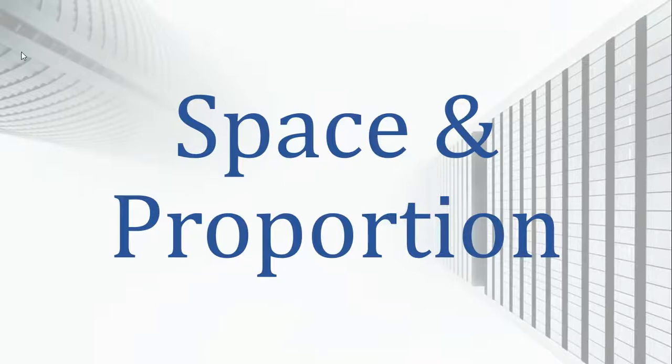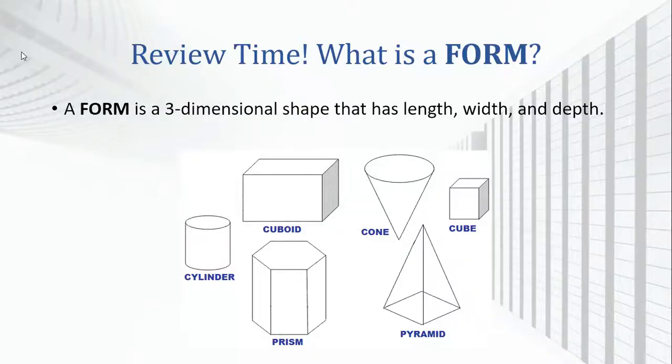For this unit, we are learning about space and proportion. This should be a review. We have already learned about form in the past. We learned about form in our pop art lesson, but just to review, a form is a three-dimensional shape that has length, width, and depth.